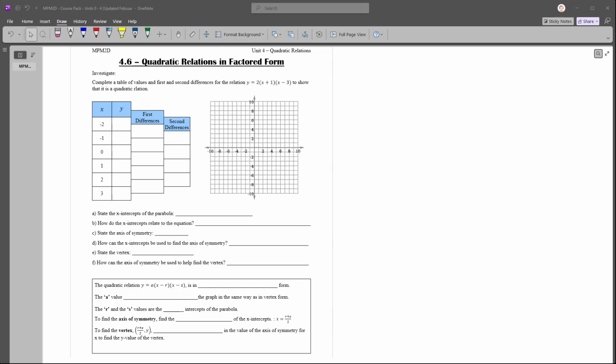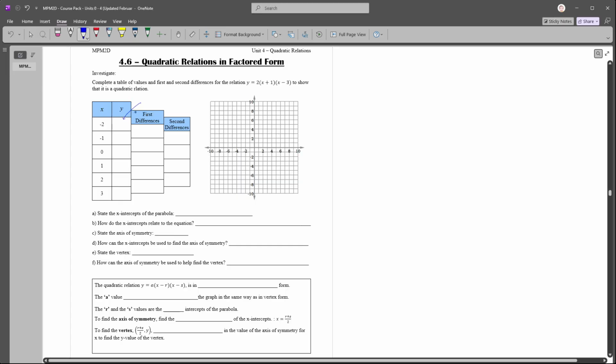So we see here we have a relation y is equal to 2 times x plus 1 times x minus 3. Now, what we're going to do is complete the graph here, and we're also going to do our first and second differences to see what actually happens here. Now, that means that for our first term, we have an x of negative 2. We're going to substitute that negative 2 into this equation and figure out what our y value is. You're like, wow, that is a lot to keep in mind. Well, let's do one, and then we'll switch it over to mental math.